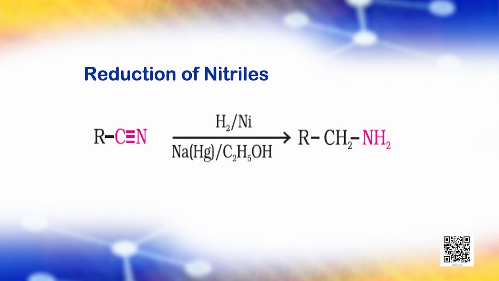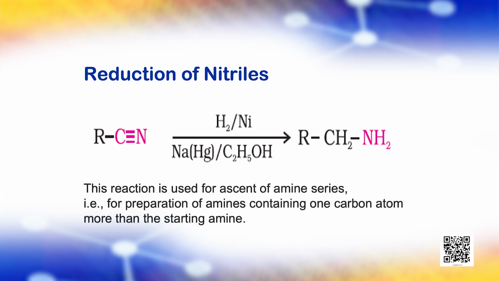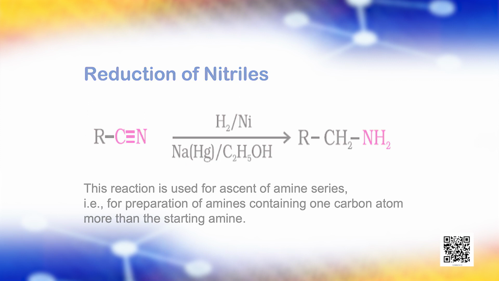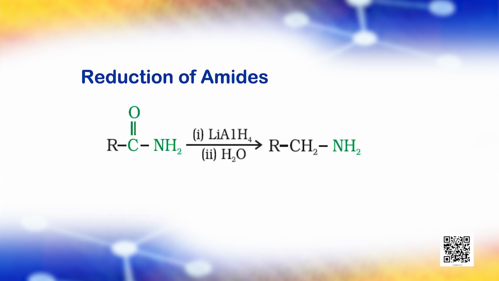Nitriles on reduction with lithium aluminium hydride, that is LiAlH4, or catalytic hydrogenation produce primary amines. This reaction is used for ascent of amine series, that is for preparation of amines containing one carbon atom more than the starting amine. The amides on reduction with lithium aluminium hydride yield amines.